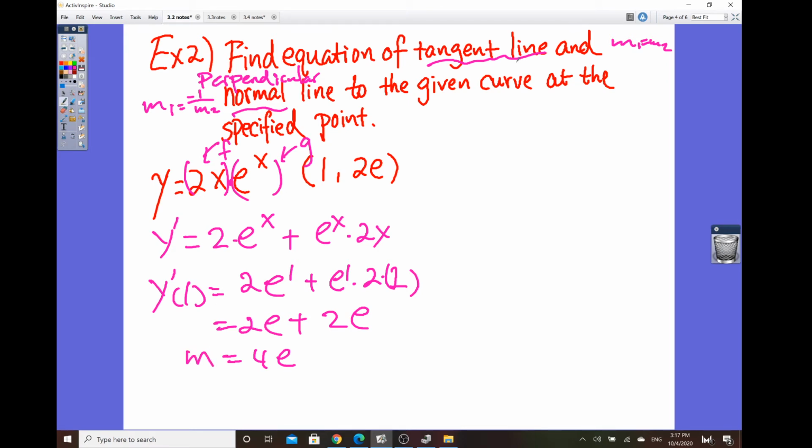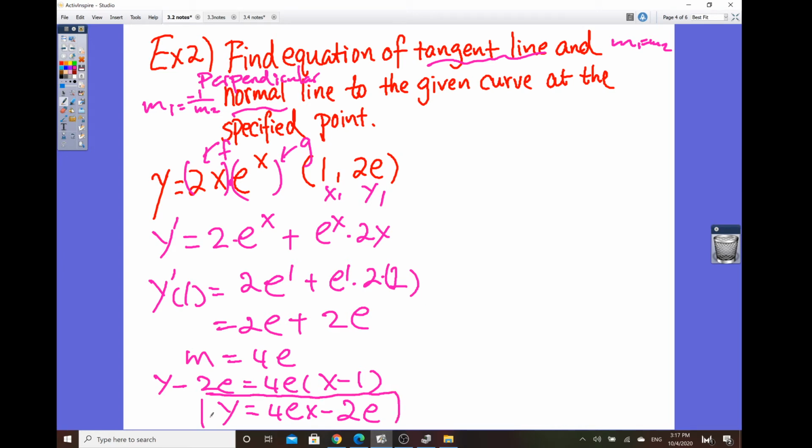Write an equation of a tangent line, so that means it requires the point-slope form. So y minus y1, x1, y1. So y minus 2e equals the slope, which is 4e, times x minus 1. And then try to simplify this, so 4ex minus 4e plus 2e. Take that negative 2e to the right hand side, so add 2e, so minus 2e. And that's the equation of the first tangent line.